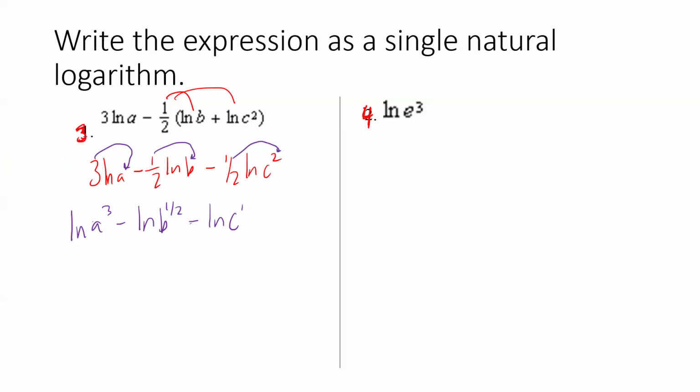To turn this into one log, we go from left to right and describe what's taking place. So we have natural log of A to the 3rd minus natural log of B to the 1/2. What's happening here? We're going to divide. So we have A to the 3rd divided by B to the 1/2, minus C, so I'm also dividing by C. A was the only thing in the numerator, and then B and C are being divided.